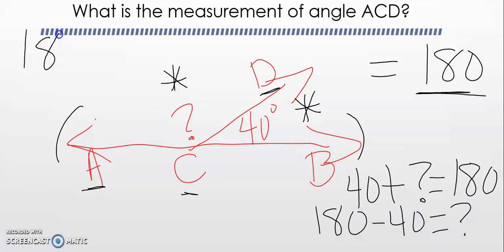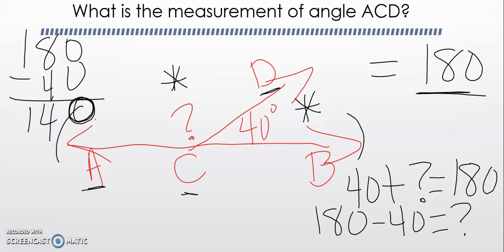So I'll go to the side and work it out. Remember to line up from the ones place, big number on top. 0 minus 0 is 0. 18 minus 4, 14. So my missing part is 140 degrees.